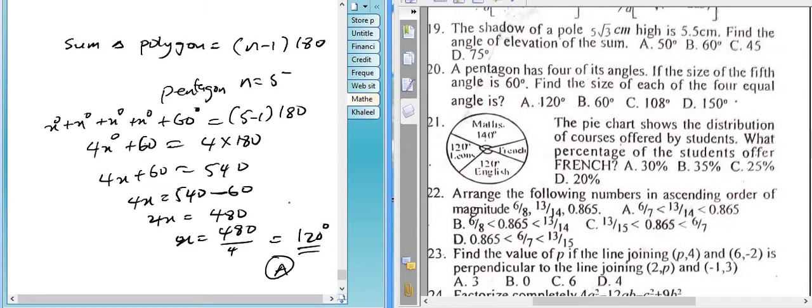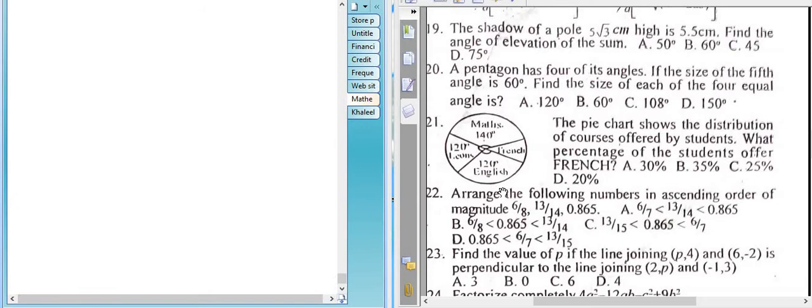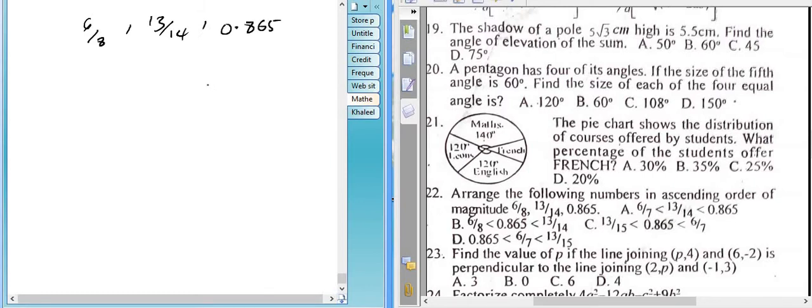So moving to the next question, that's question number 21. Question number 21 is to arrange these numbers in ascending order of magnitude. The numbers are 6 over 8, 13 by 14, 0.865. As we did in the previous questions, we want to make all of these decimals. Sorry, I made a mistake. This is question 22.